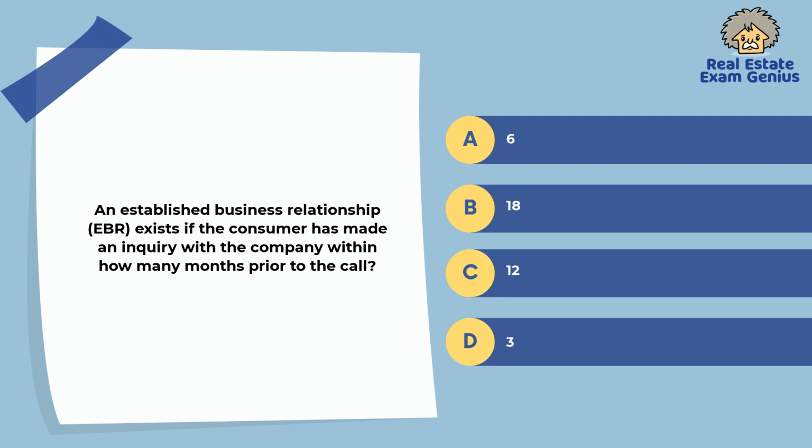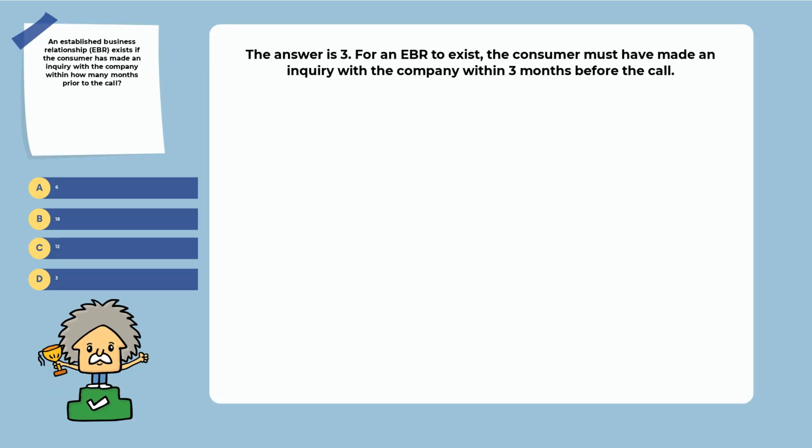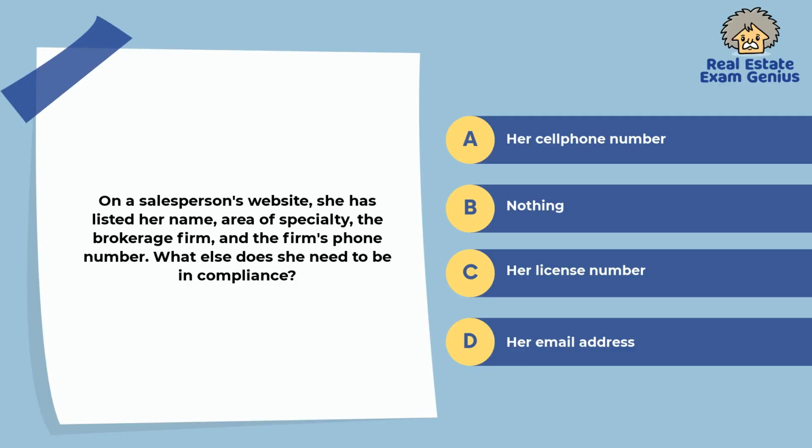An established business relationship exists if the consumer has made an inquiry with the company within how many months prior to the call? 6, 18, 12, 3. The answer is 3. For an EBR to exist, the consumer must have made an inquiry with the company within 3 months before the call.